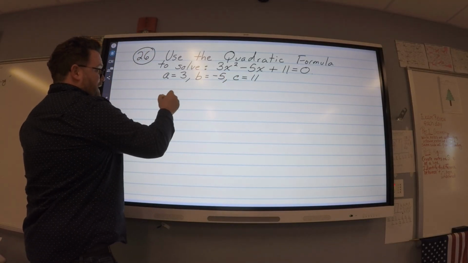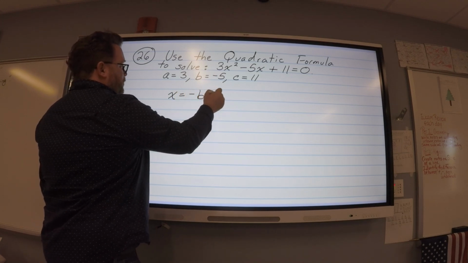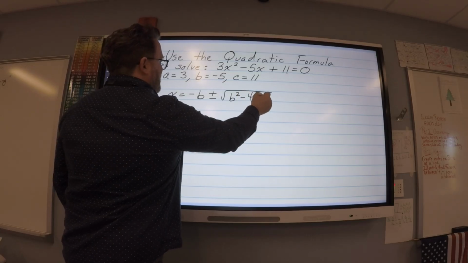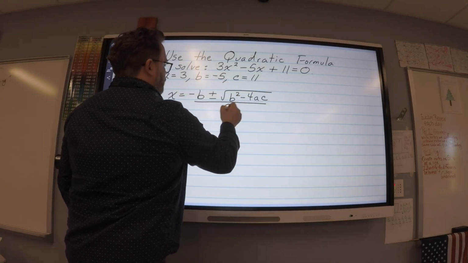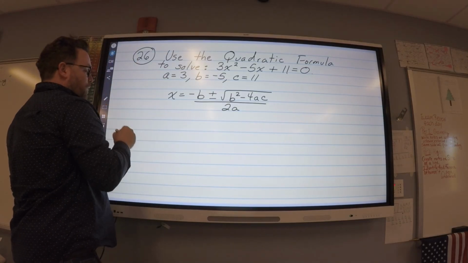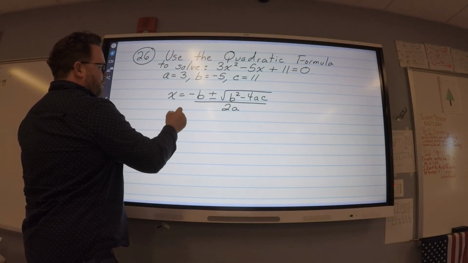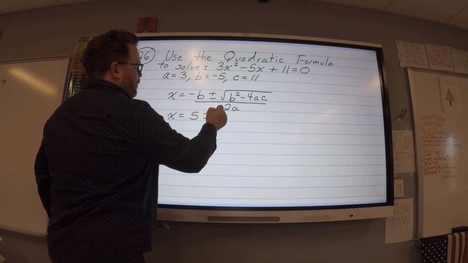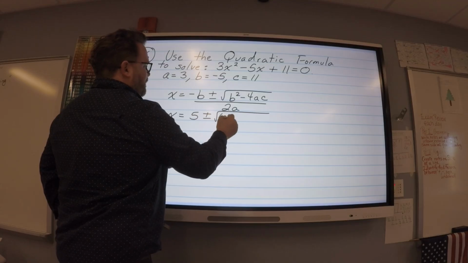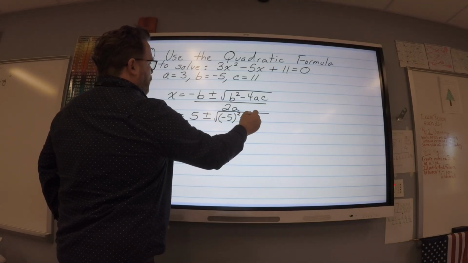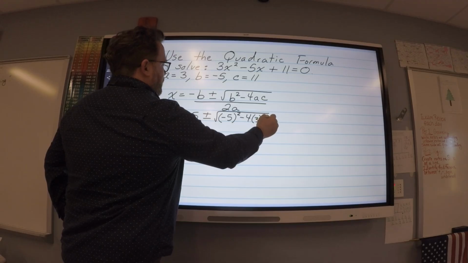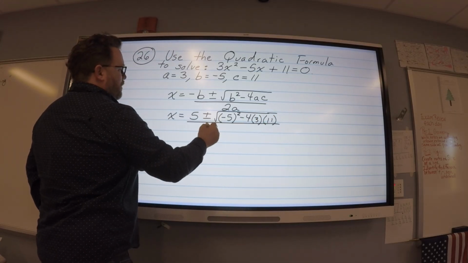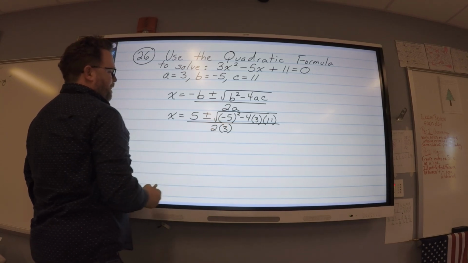The quadratic formula is x equals negative b plus or minus the square root of b squared minus 4ac, all over 2a. So I'm going to say x equals the negative of negative 5, so positive 5, plus or minus the square root of negative 5 squared minus 4 times 3 times 11, and that's all over 2 times a, 2 times 3.